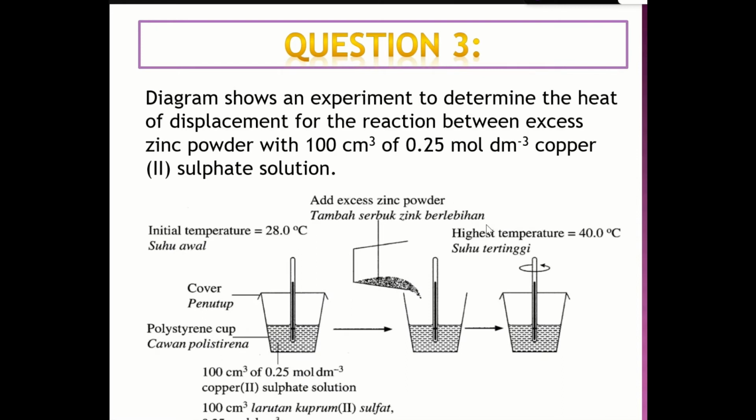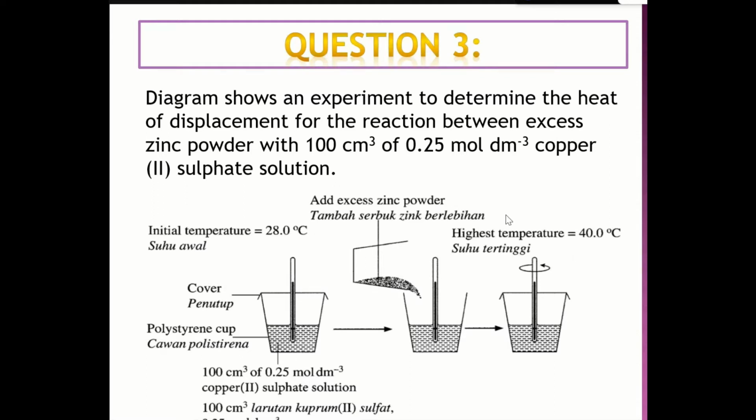Okay, question number three is regarding thermochemistry. When we come to thermochemistry, it involves a calculation that we need to show in detail, step by step. So normally, how are we going to solve the problem? For sure, we train our students to read the question carefully and then highlight the keywords. The keywords for sure are the excess zinc powder with 100 cm³ of 0.25 M copper(II) sulfate solution. So we need to point out the important keywords.